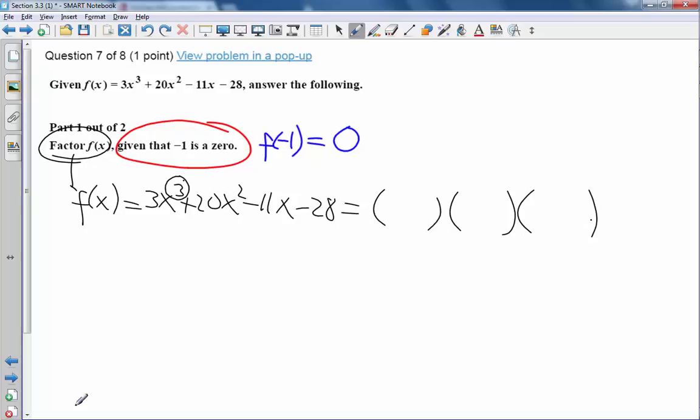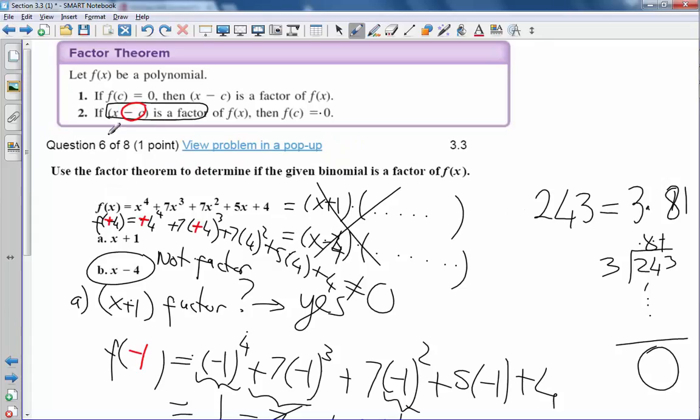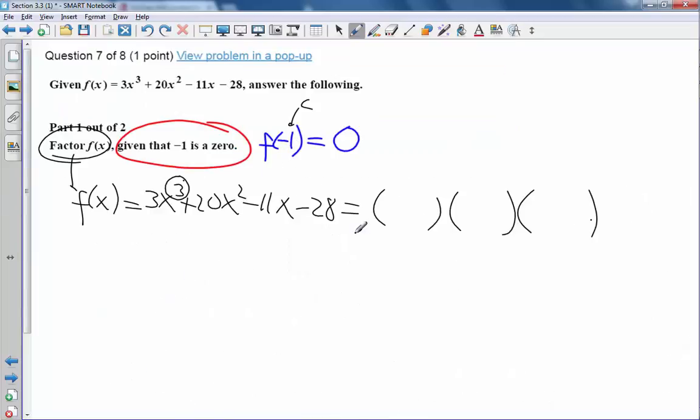Alright, but you already know one of them. You already know one of these pieces. Which one? How did you know that? Because if I know a c makes my function 0 from the previous fact, if I know a number making my function 0, then x minus that number, the opposite of this number, is a factor. So what is the opposite of this number? +1. Okay? So I already have this in my packet.